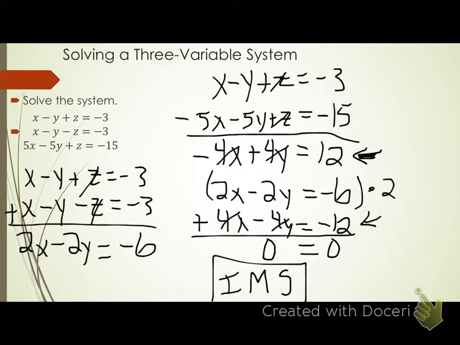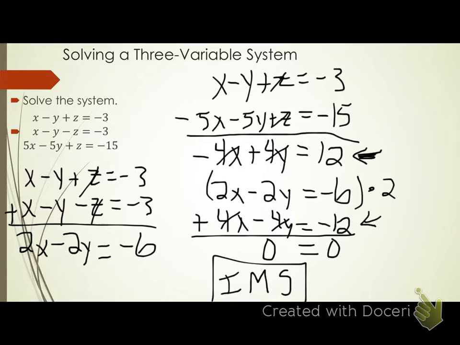Does that mean that every single ordered triple is a solution to the system of equations? No. It just means I have an infinite number of solutions, but it's not every single ordered triple, is it? So there is a way to find the pattern of the ordered triple that would be a solution. So let's walk through that real quick.